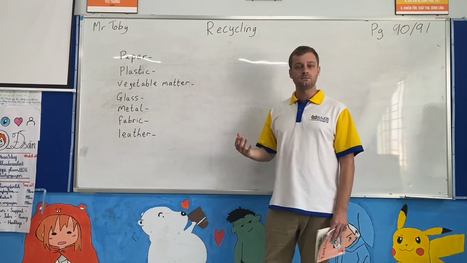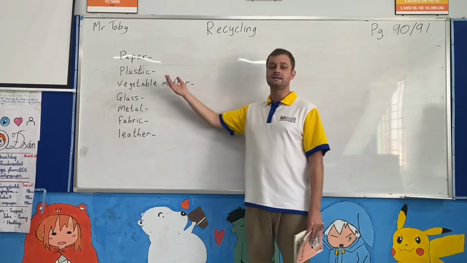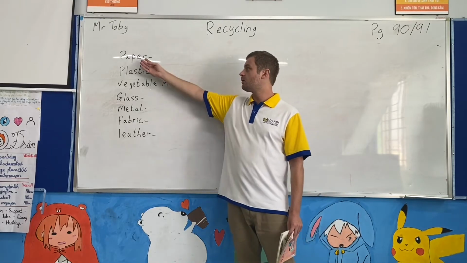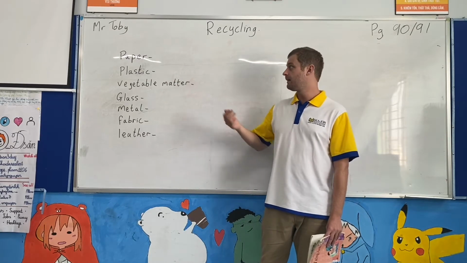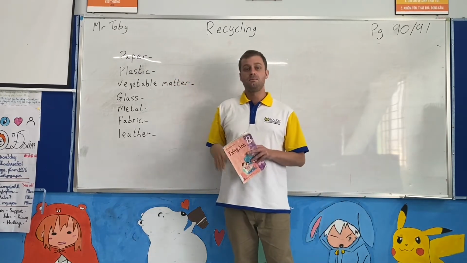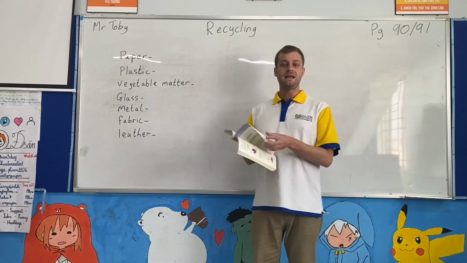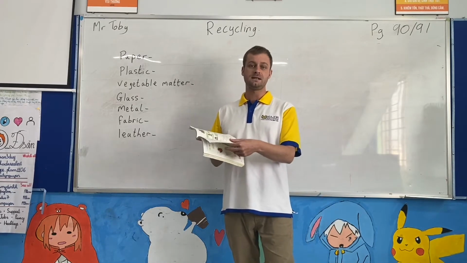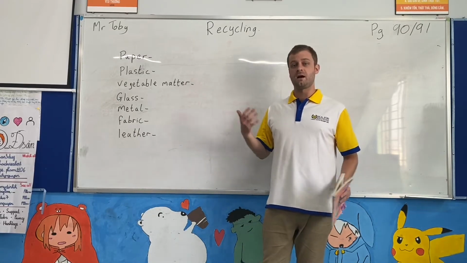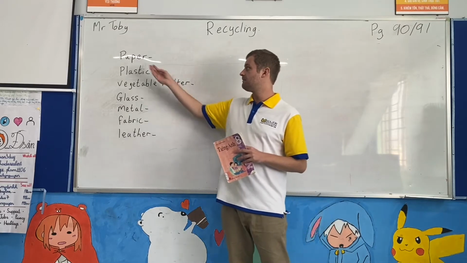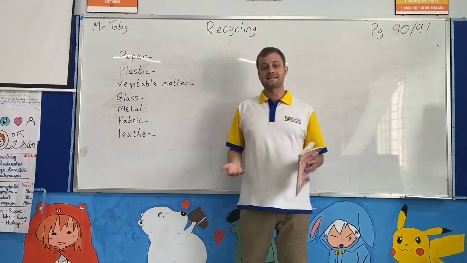Before we move on to make some sentences and think about some different material for each category, we'll just go through what each category or material is. So paper. Paper and cardboard are made of trees. We have paper everywhere. There's paper on this book. Magazines. All books are made of paper. Okay, paper or cardboard.